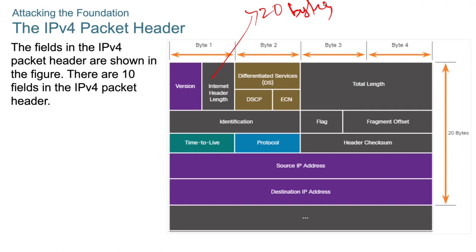The next important field in this IPv4 packet header is the differentiated services, or DS field. Formerly this was called the type of service, TOS, as we used to say. The DS field is an 8-bit field used to determine the priority of each packet.